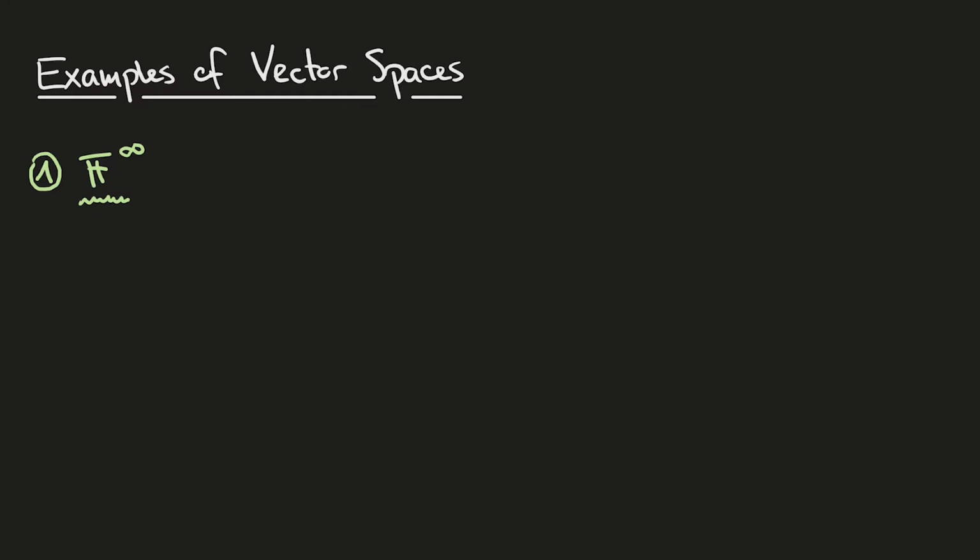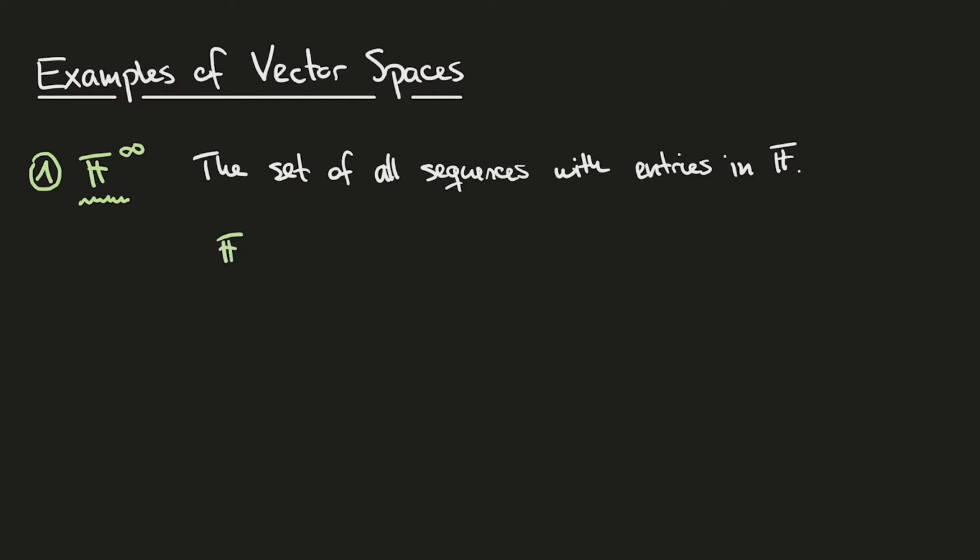We would like the underlying set of this space to be the set of all sequences with entries in f. Formally, we can define this set as follows. So f infinity is defined to be the set of all sequences x0, x1, and so on, where each entry xj in the sequence is an element of f, and the index j is a natural number.